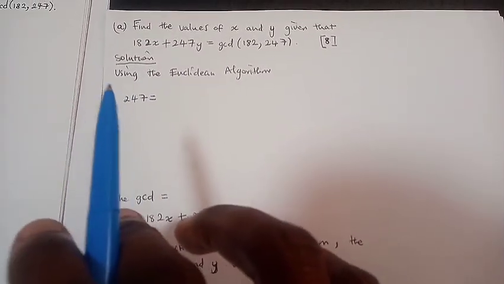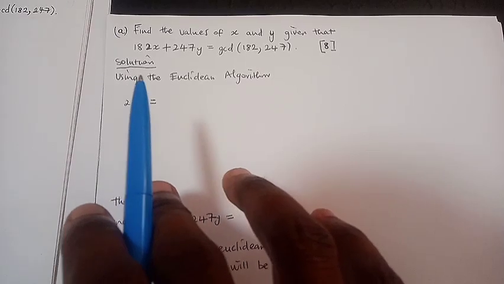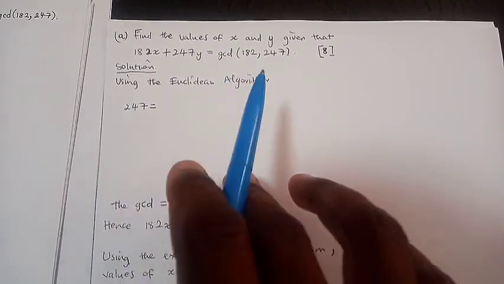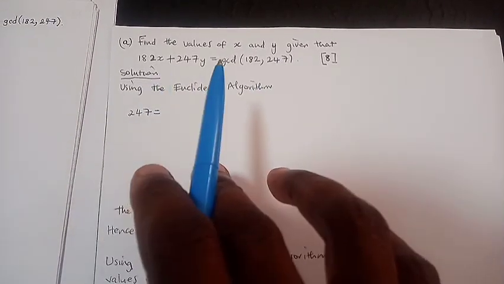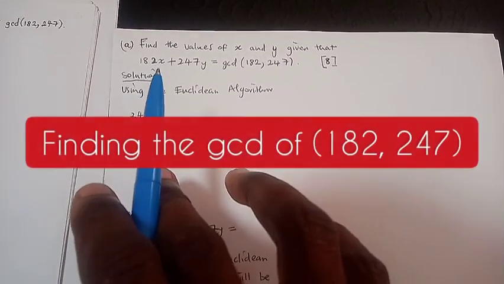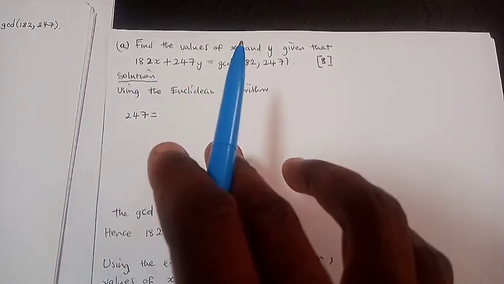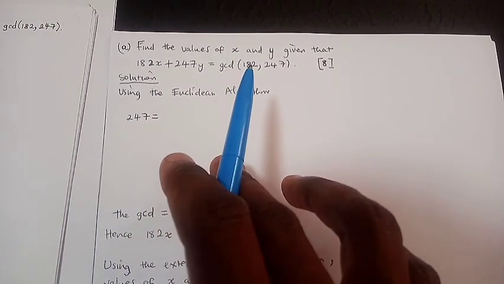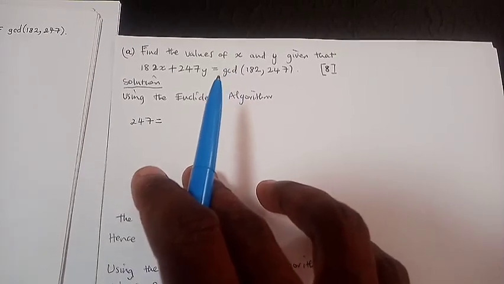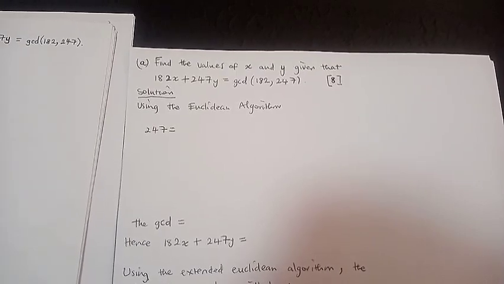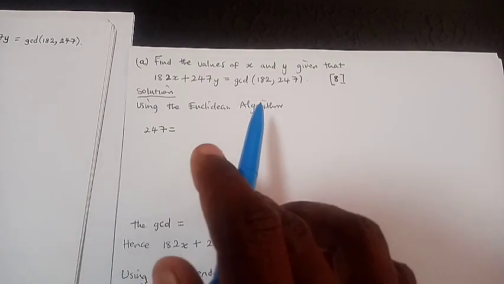So the solution, we're going to start off by using the Euclidean algorithm, and we're going to find the GCD of these two so that we can find the answer of this 182x plus 247y. So we start off by finding the GCD of 182 and 247. So we'll look for a number, and the number is 247, which is the greatest number.